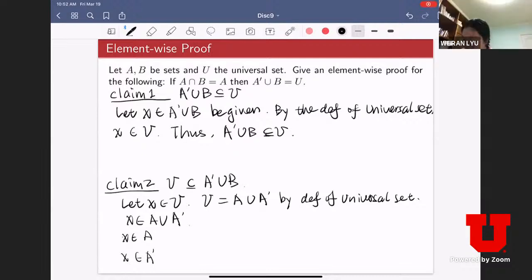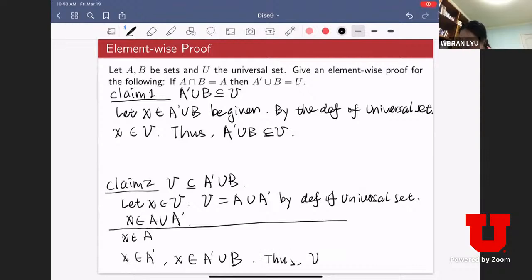Okay, yeah. And then, where the case is x is in A, so why don't we start with x in the complement of A. If x is in the complement of A, then we know by the definition of a union, x is just in the complement of A union any other sets. So this just implies that the universal set is a subset of the complement of A union B.